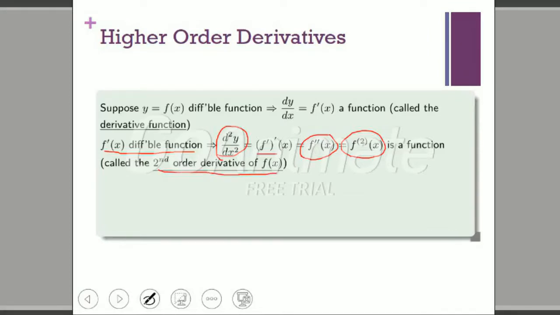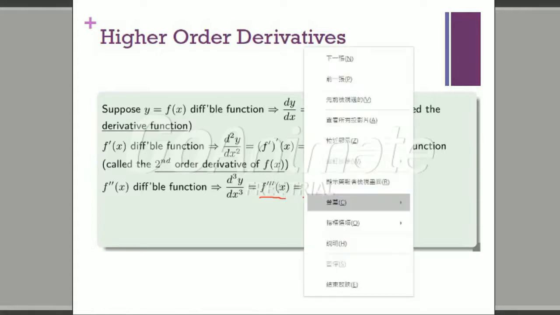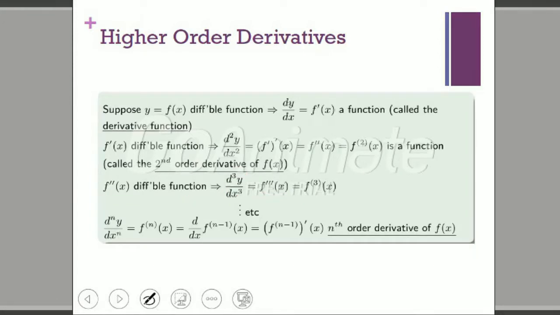If the second derivative function is differentiable, then you can differentiate that function and get a third derivative. Okay, so the third derivative is denoted by f triple prime of x, or f superscript 3 of x, right? Or just d cubed y over dx cubed. So in general, you can go on and on, and you can have the nth derivative of a function if it's n times differentiable. And we call the nth derivative of f as the nth order derivative of f.